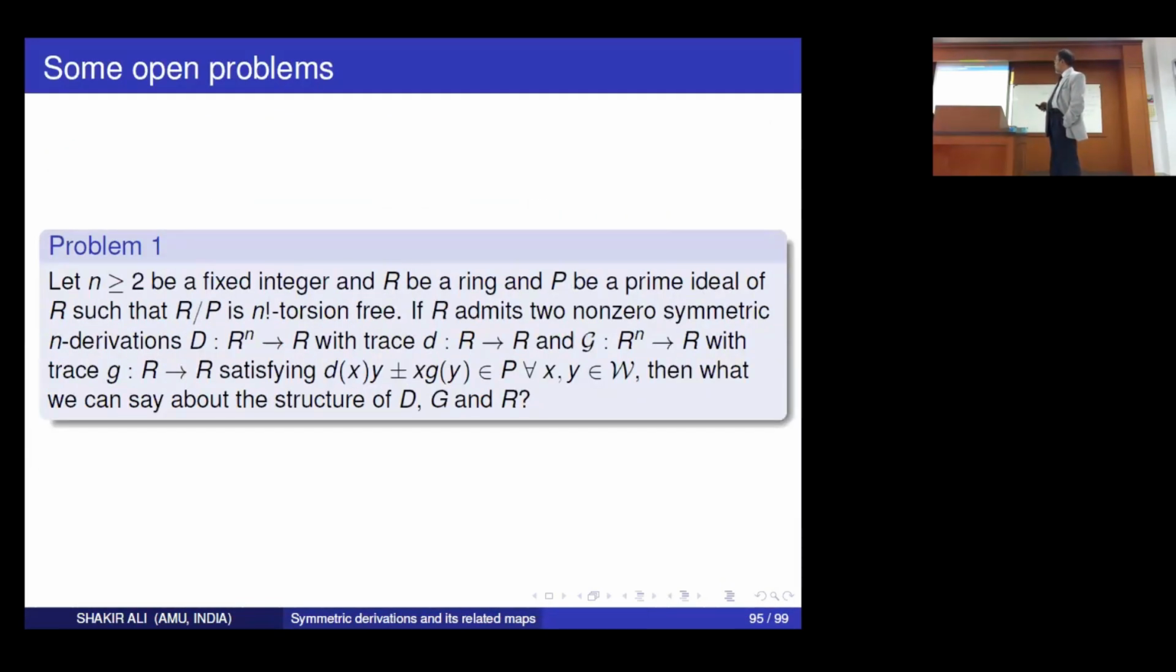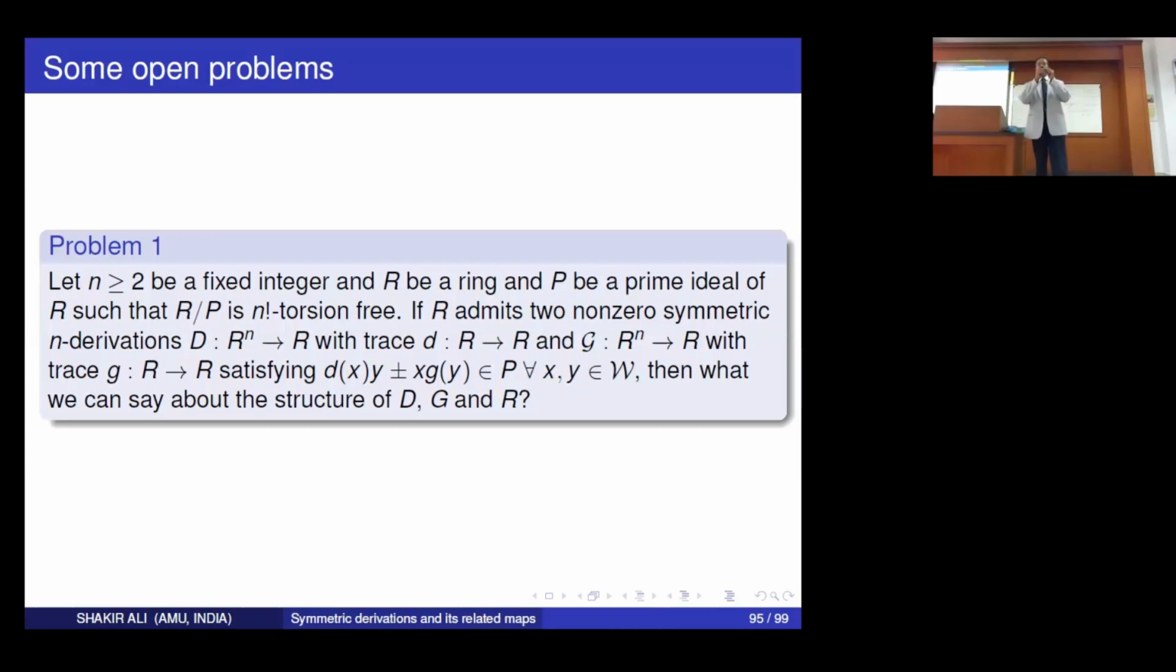So these are some problems based on these last two papers. Okay, understand, they appeared in 2023. The first one is we take R, a prime ring, with symmetric derivations D and G, with traces D and G. What happens if this identity holds in P, then what can we say about the structure of D, G, and the ring itself?